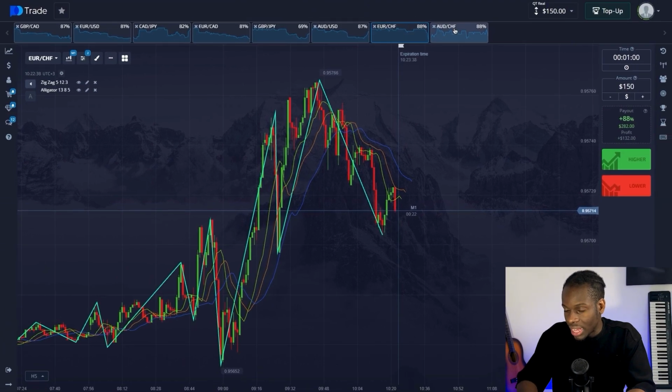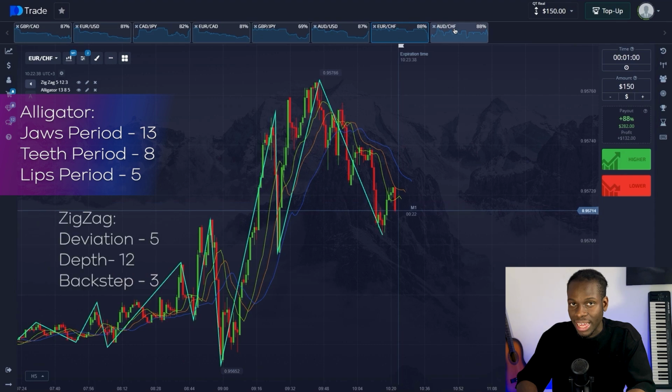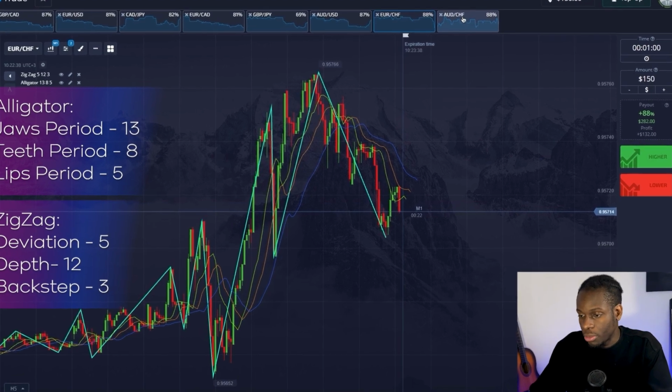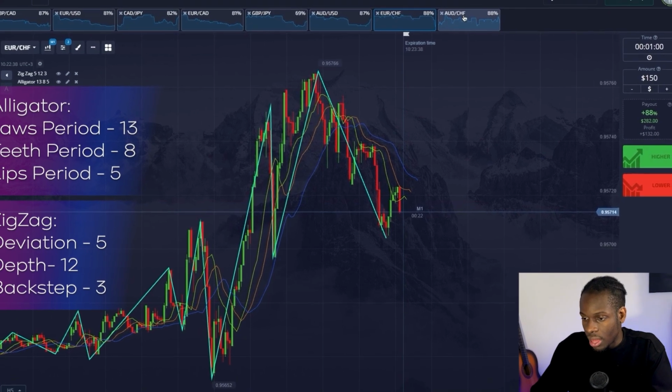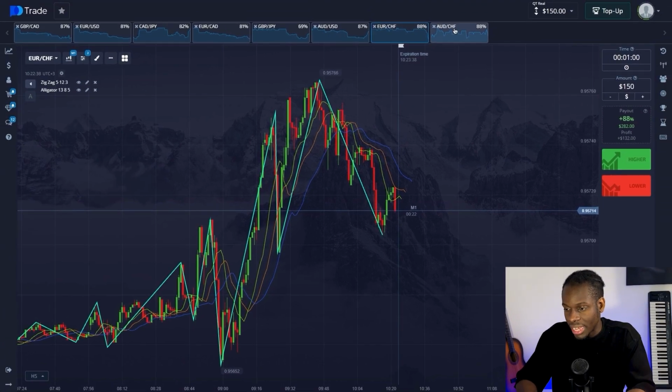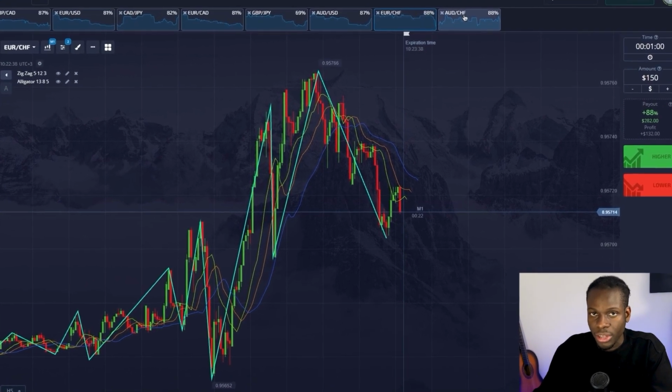And we'll be using the alligator and the zigzag indicators. Both of them are going to be set to the default settings. For the 1 minute trades, we're not going to change anything. And yeah, that's it for our setup, guys. Let's get right into it.